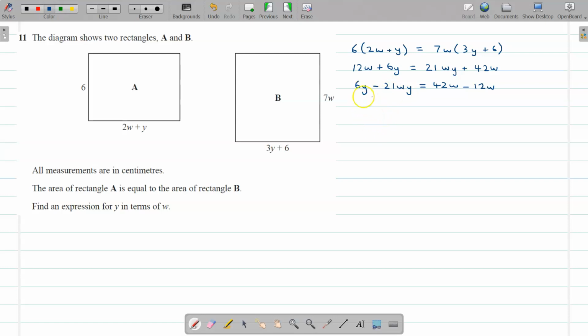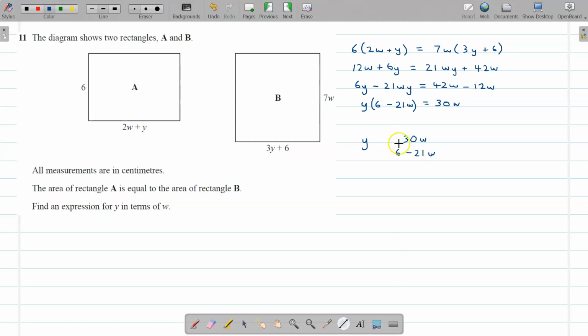Now what we do next is we factorize out the y, you see. So it appears twice at the moment, but it's now going to appear once because that gives us 6 minus 21w. Okay, and then on this side we can simplify that because we got 42w minus 12w, which is 30w. So all we have now is one single occurrence of y. So if we divide both sides by 6 minus 21w, we're going to get this. Okay, and that's the answer that they would be looking for.